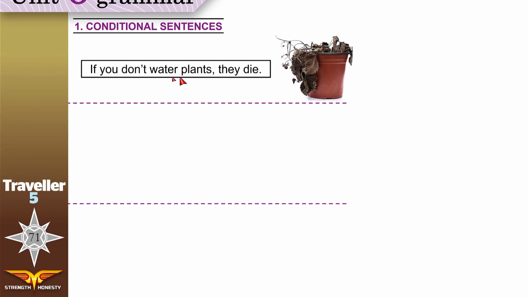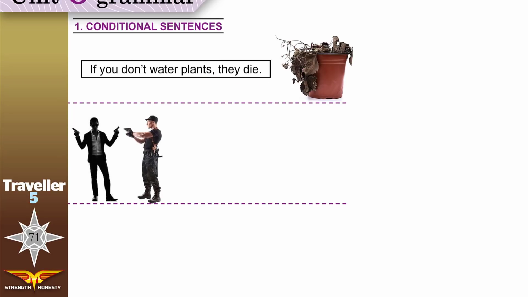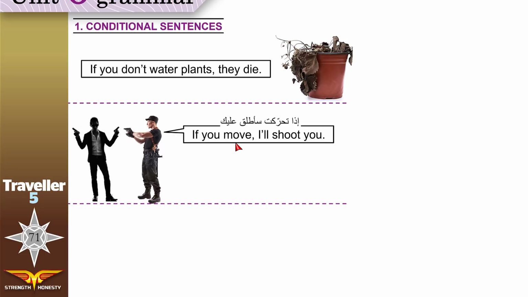If you don't water plants, they die. Water is a verb. It's not a noun. Water means give water. If you don't give water to plants, they die. If you move, I'll shoot you.